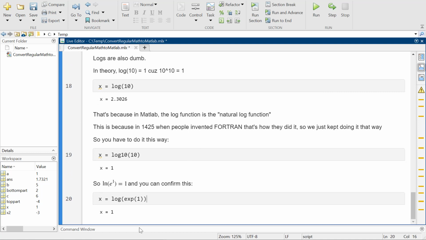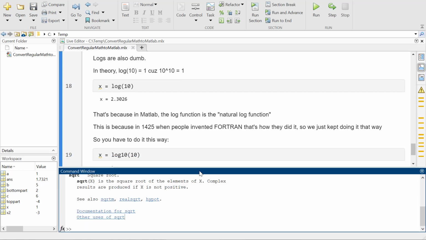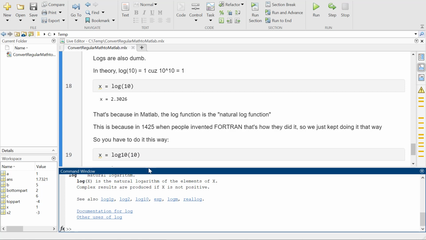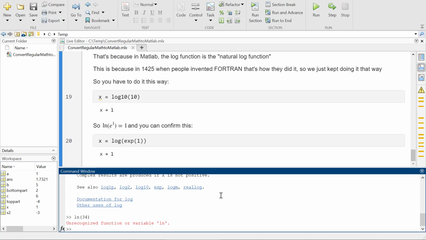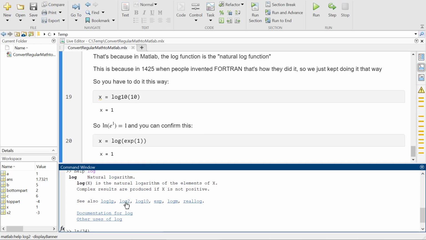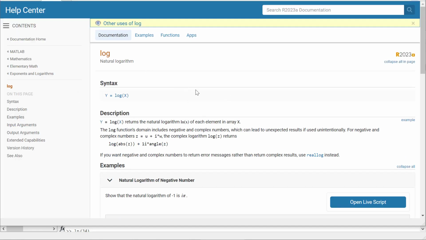There are other logs out there, but it's not as easy as saying log 3 is log base 3. If you really care, you can go into help log, and it'll tell you log is the natural logarithm. If you actually type in ln of something, it's going to be like, what are you talking about? That's not a thing. There's a log2, there's a log10, there's log other things that you can learn about if you desperately want, and that's the beauty of the help function.